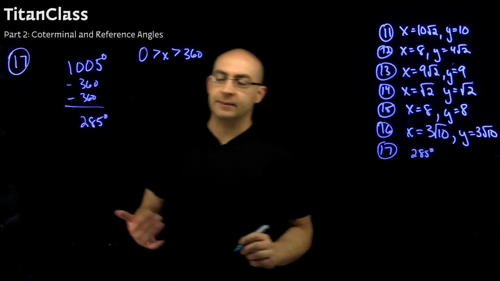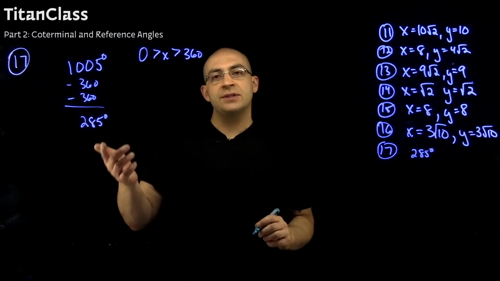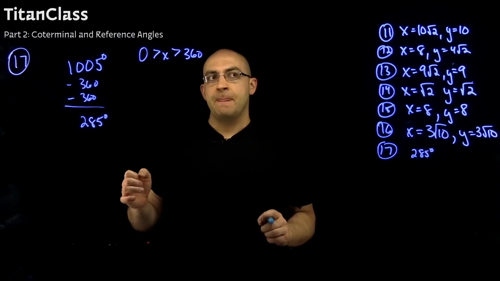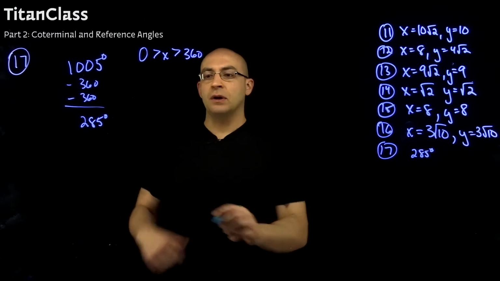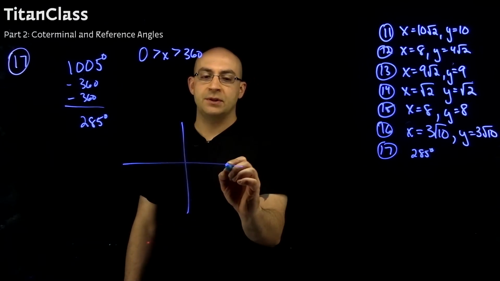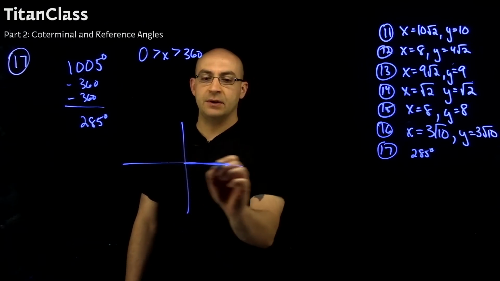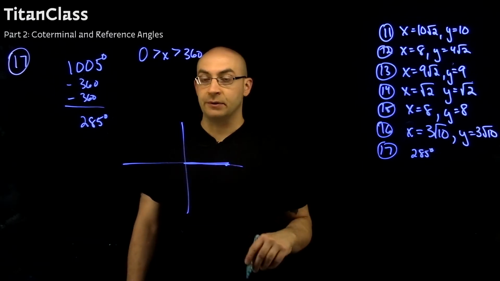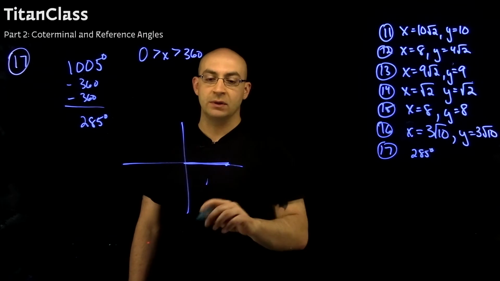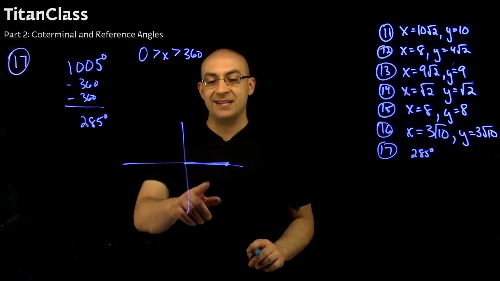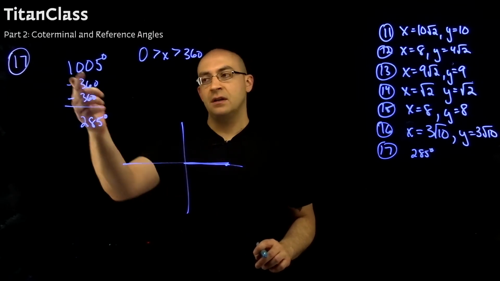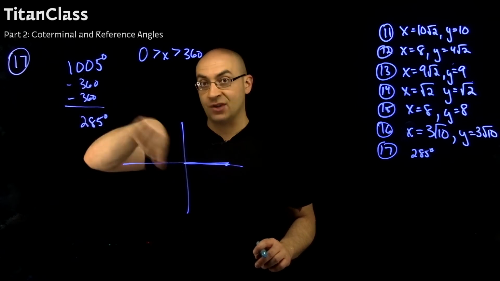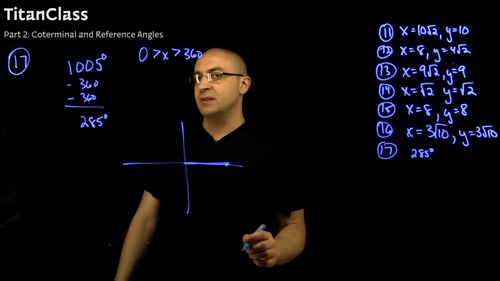Now again, what are we talking about? 1005 starts out in our initial position, or our starting value here, right? Here's what we start out with. So 1005 is going to be multiple rotations around our unit circle, multiple rotations around the coordinate plane. Now, what's the base value of this? If I were to just get rid of the extra rotations, 285 is going to be the measurement.